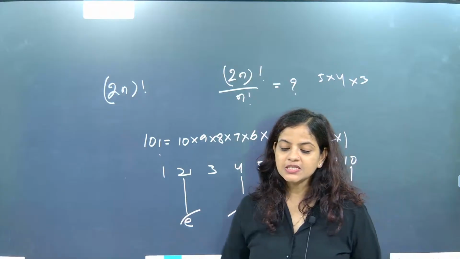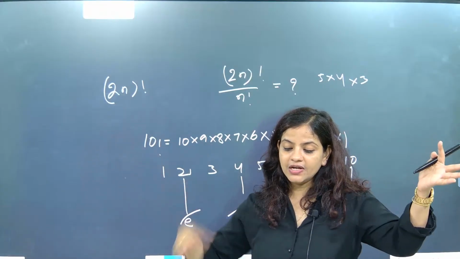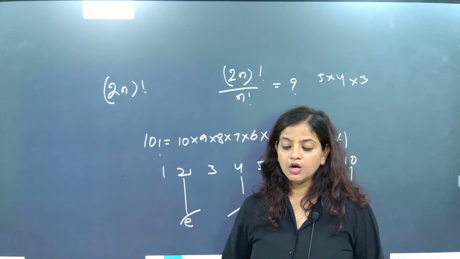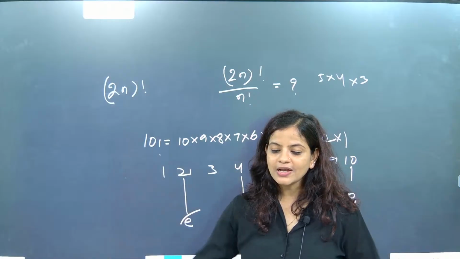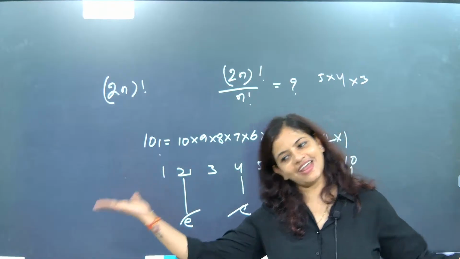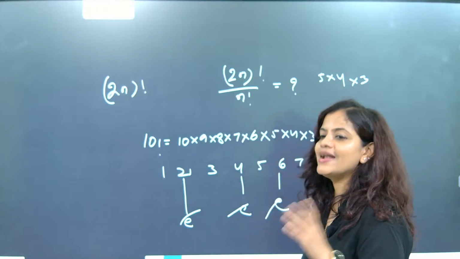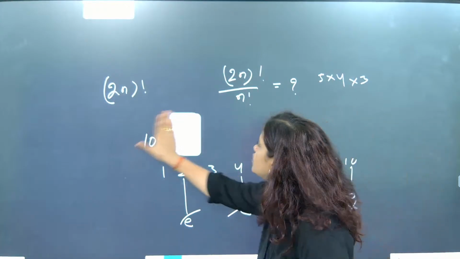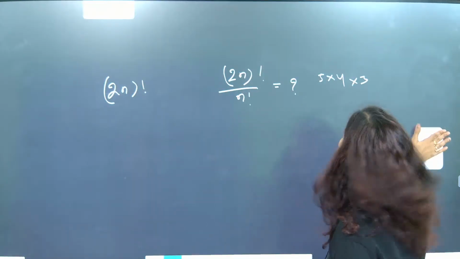10 numbers means 5 even, 5 odd. 20 numbers means 10 even, 10 odd. 100 numbers means 50 even, 50 odd. 200 numbers means 100 even, 100 odd. Then 2n numbers means n even, n odd. That's it. So for 2n numbers, n even and n odd. We need to follow that and solve the questions. I hope you have understood.